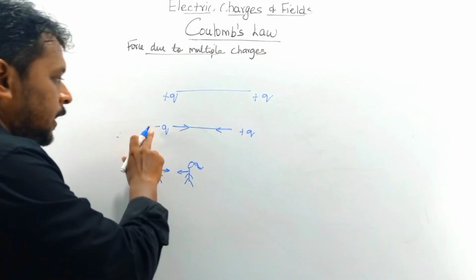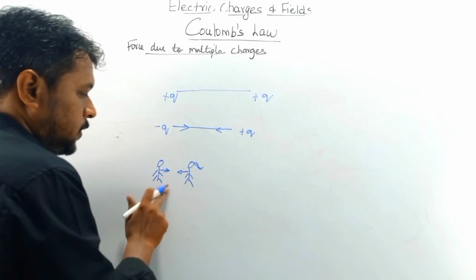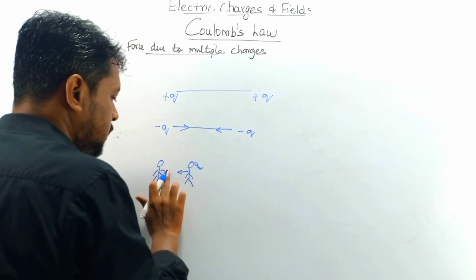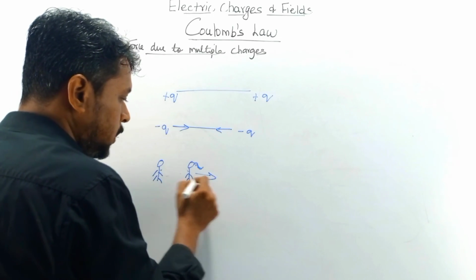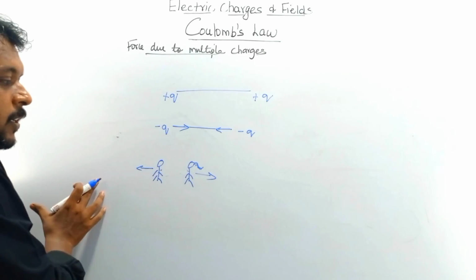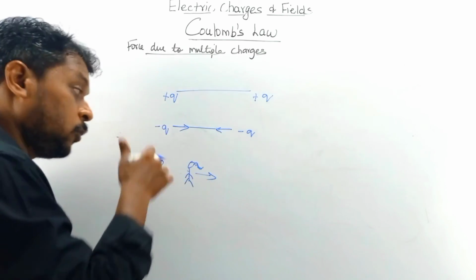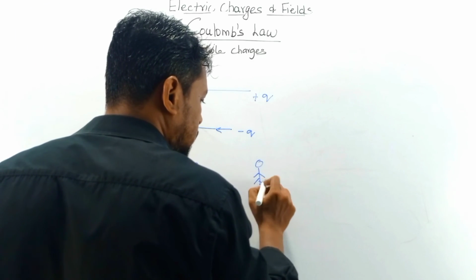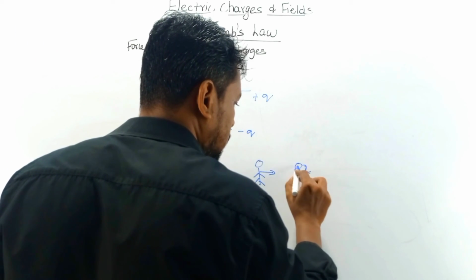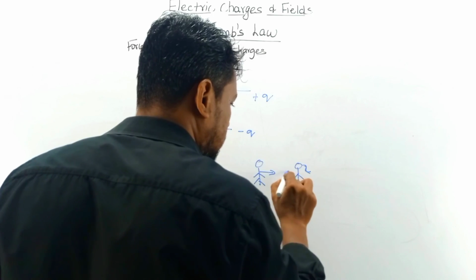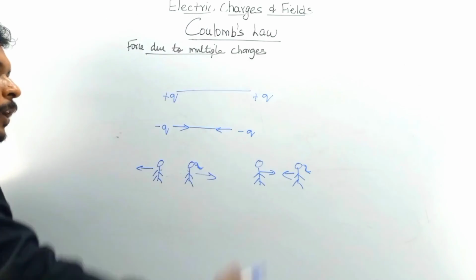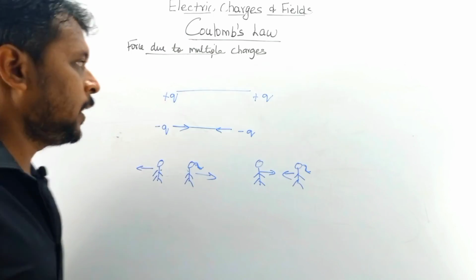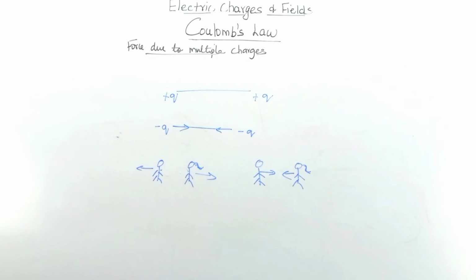This is the case when they are unlike charges. When there are similar charges, here we have minus and minus, the forces will be in opposite directions: force of repulsion. As explained before, this is the force of repulsion and this is the force of attraction. So depending upon the charges, we can find the directions properly.